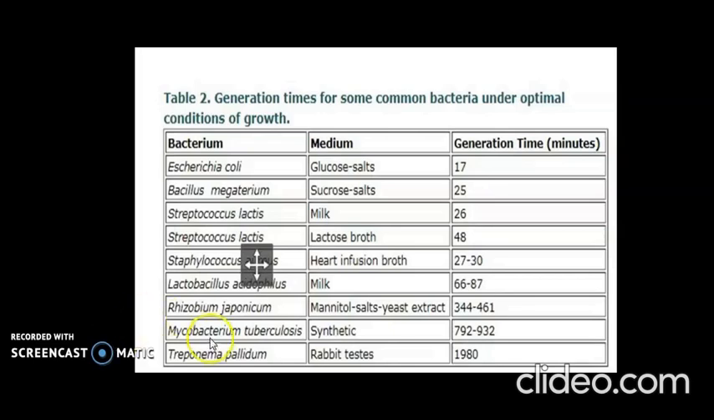Streptococcus lactis in the presence of lactose broth, it's 48 minutes. And then Lactobacillus acidophilus, it's 66 to 87 minutes. In Rhizobium, it's around 344 to 461 minutes, even if it is used in a medium of mannitol, salt or yeast extract. And for Mycobacterium tuberculosis, when synthetic media are used, it's 792 to 932 minutes. And in Treponema pallidum, when it is cultivated in rabbit testis, it's around 1980 minutes.